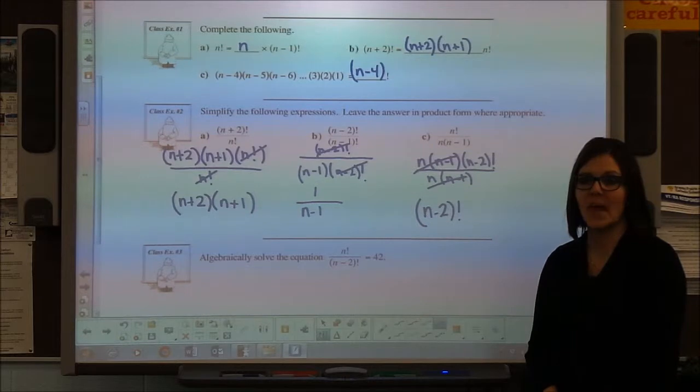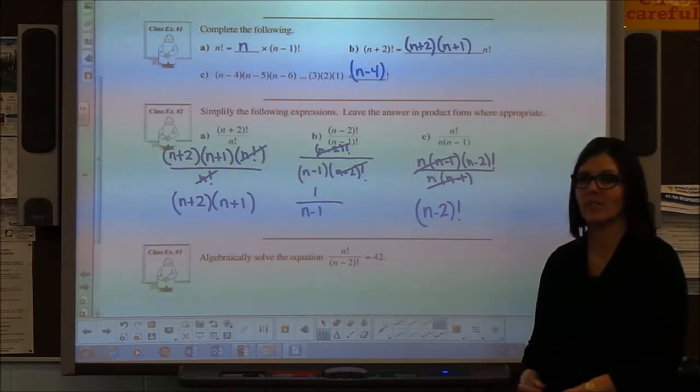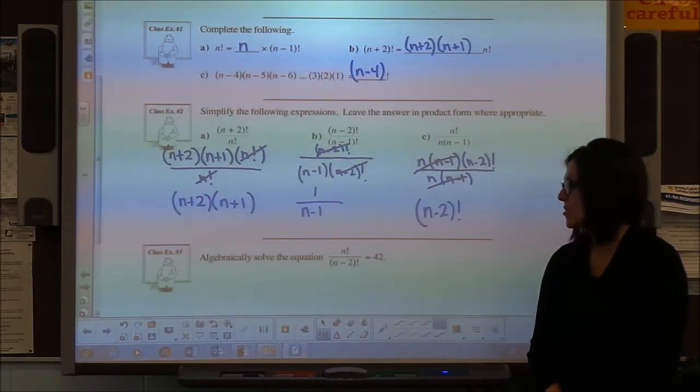I won't expand this out simply because I don't know what n is, so I wouldn't really know where to stop and then where to end up to with my 3, 2, 1. So I would leave it as n minus 2 factorial.